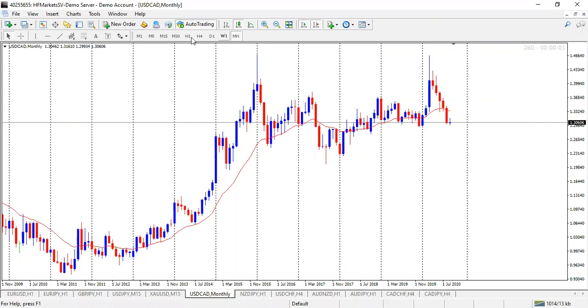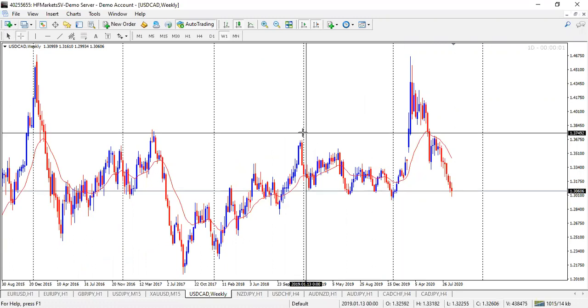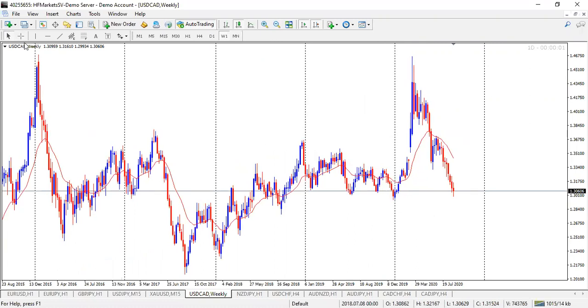So let's continue with the weekly time frame. It means every space between two period separators is a year also, but let's confirm it. Let me bring out my crosshair and drag it. Where is it again?